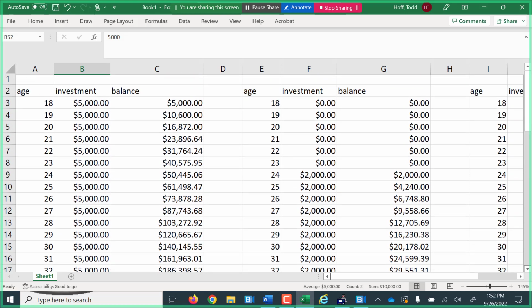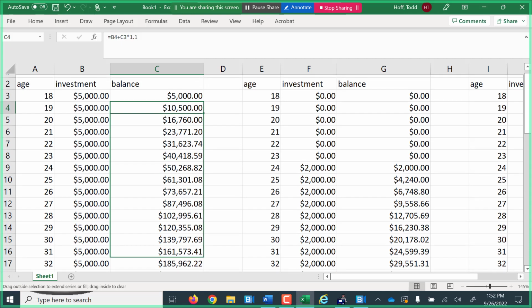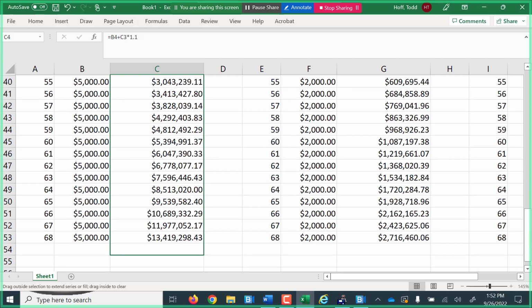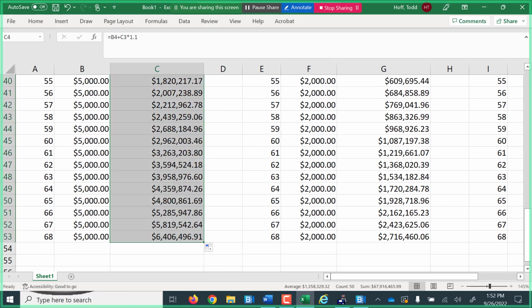So let's say you're a little more conservative and you only go for, instead of getting 12%, you get 10% on your money. It doesn't sound like it should make a very big difference, does it? But when you drop it from 12% to 10%, you go from 13 million down to 6 million. That 2% cuts your return in half over that 45 years, 50 years.